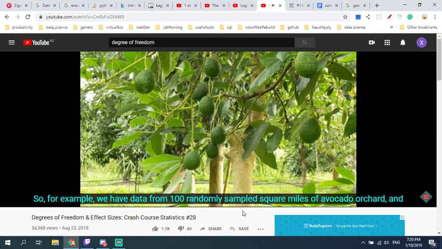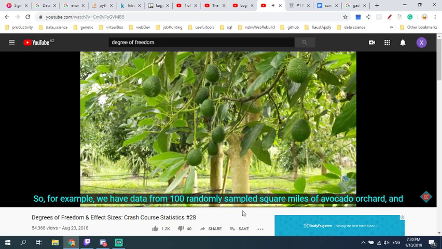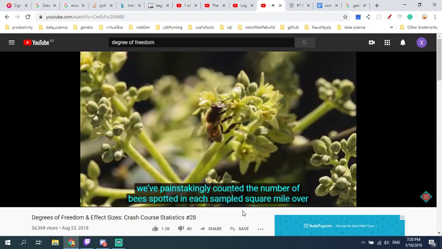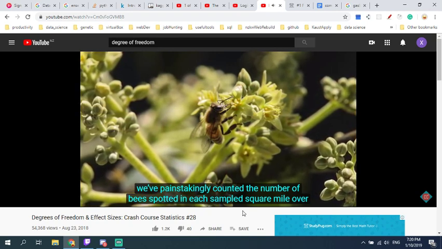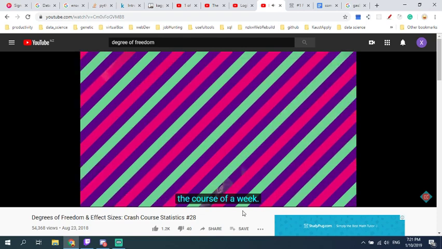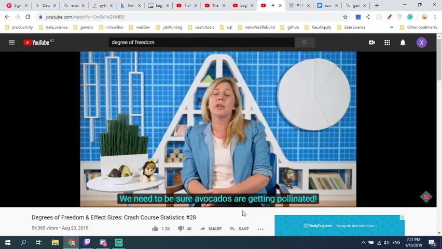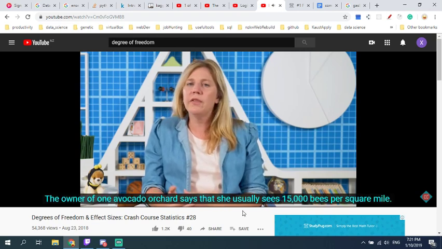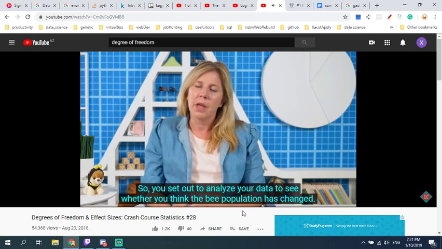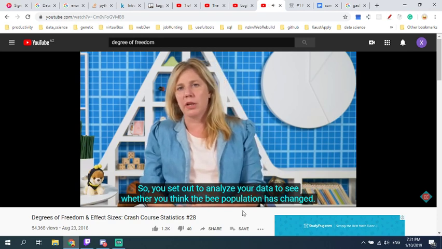So for example, we have data from 100 randomly sampled square miles of avocado orchard, and we've painstakingly counted the number of bees spotted in each sampled square mile over the course of a week. The bee population is declining. We need to be sure our avocados are getting pollinated. The owner of one avocado orchard says that she usually sees 15,000 bees per square mile. So you set out to analyze your data to see whether you think the bee population has changed.